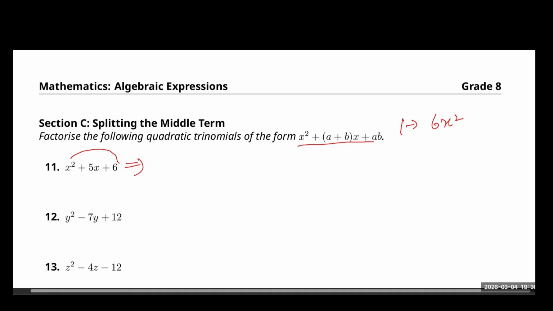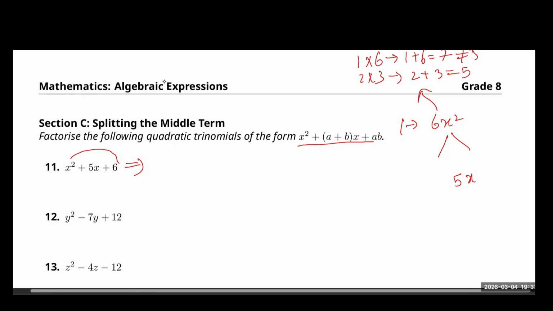Step one, multiply the first and the last term. Now you have to factorize 6. You have to find factors of 6 such that when we multiply them we get 6, and when we add them we get 5. What are the factors of 6? 1 into 6, 2 into 3. So tell me, when we add 1 and 6, will they give us 5? 1 plus 6 is 7. No, they are not giving us 5. When we add 2 and 3, would they give us 5?